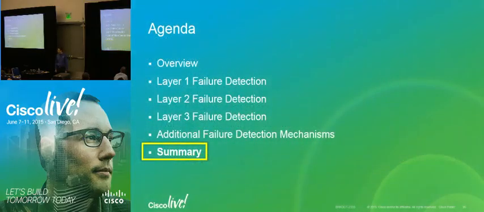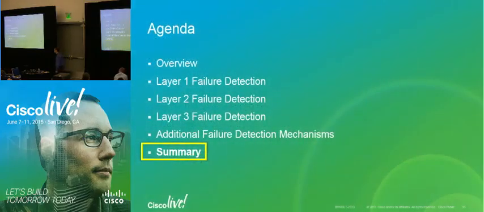So we're at a wrap. Yes? What about dual-homed FEXes? So the question is, what about dual-homed FEXes? Yeah, two 5Ks. Same thing.